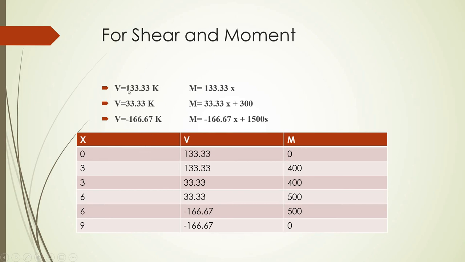Since the shear equation for the first section is constant, it's independent of x. So if I put this 0 or 3 or whatever value here, it's going to be the same. But as far as this moment equation is concerned, if I put the lower value, that was 0 for the first section, I'll get 0. And if I plug in the upper value, that is 3 here, I'm going to get 400. So these are the values for the first section.